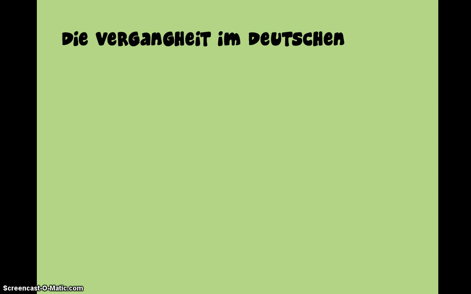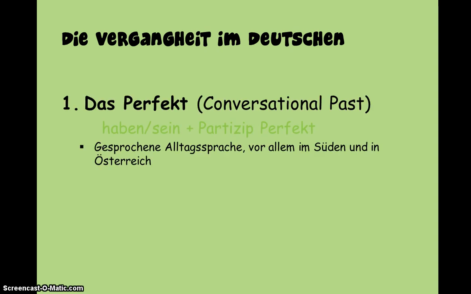can be formed in two different ways. The first one you already know. That is the conversational past, or we call it das Perfekt. And we also know that das Perfekt is formed by using haben or sein as helping verbs in second position, and the past participle of the main verb in last position. It is used as a spoken everyday language, especially in the South and in Austria.